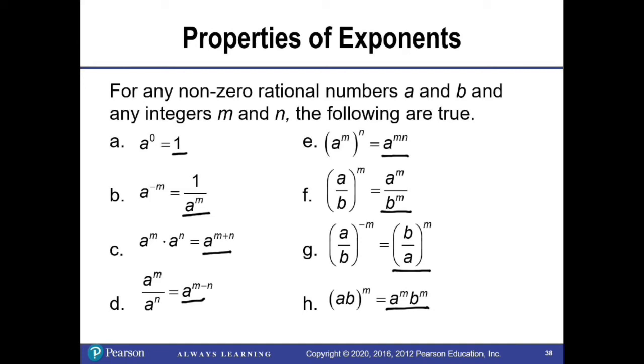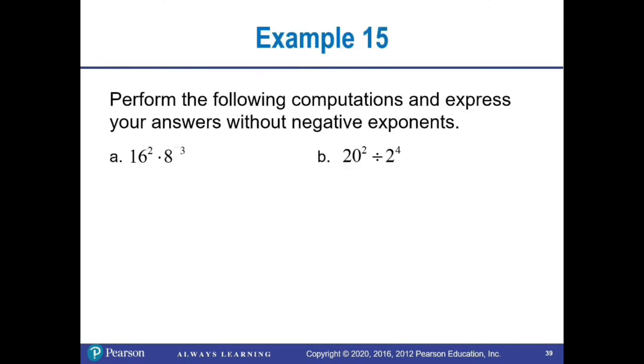And in part H, when I multiply two things and I raise their product to the power, I can raise each factor to that power. So let's look at some examples. We want to write our answers here without using negative exponents. I want to try to get like bases, if at all possible, for each of these.